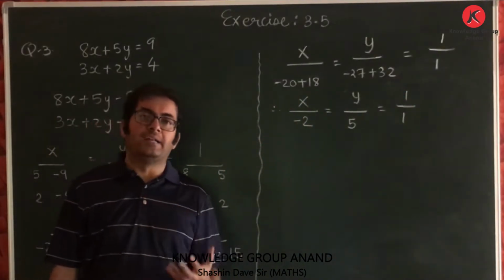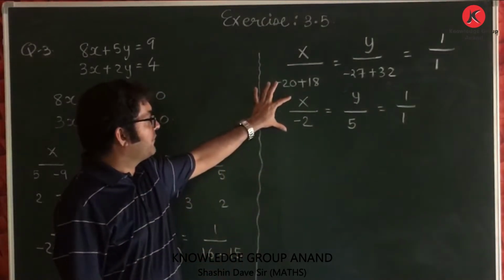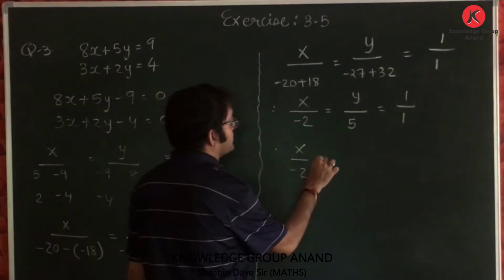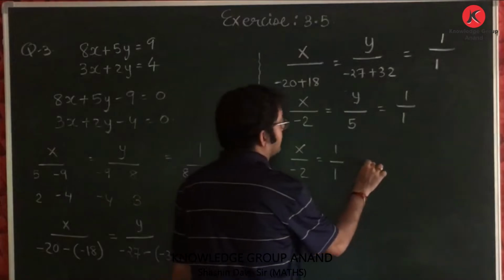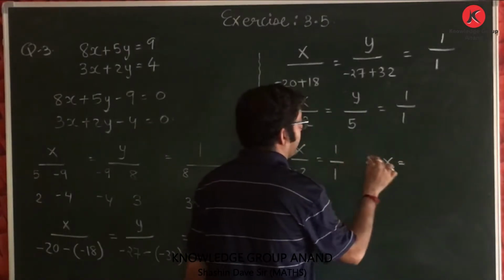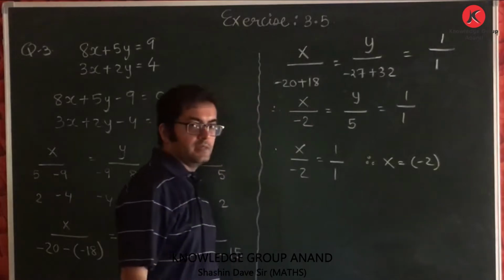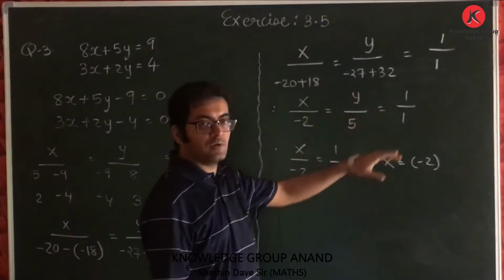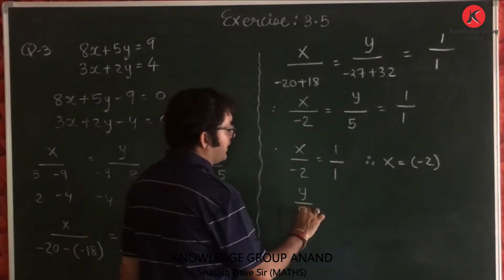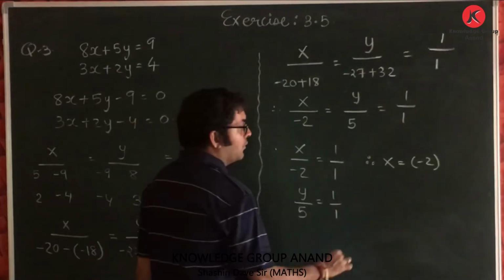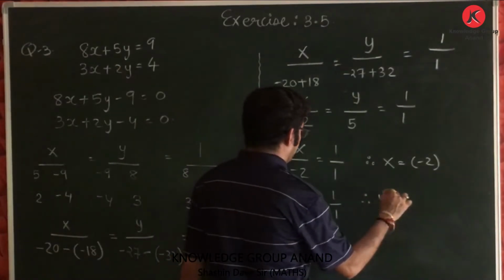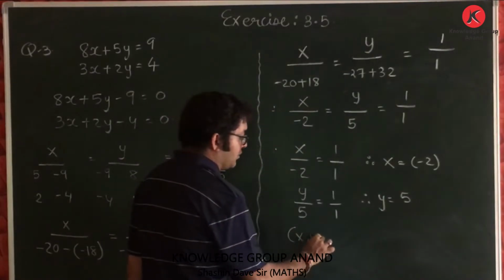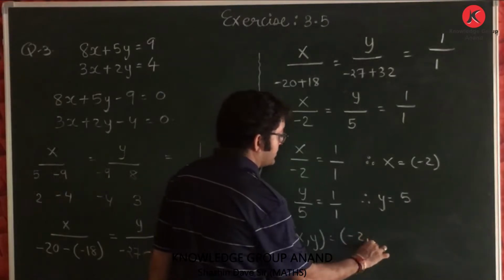So now to find the value of x, I will compare the fraction with x with the constant term. So therefore, x upon minus 2 is equal to 1 upon 1. Therefore, x is equal to minus 2 ones are minus 2. Similarly, if I want to find the value of y, I will compare the y part with the constant part. So I have y upon 5 is equal to 1 upon 1. Therefore, value of y is 5 ones are 5. So our final solution set, that is the values of x and y, will be equal to minus 2 comma 5.